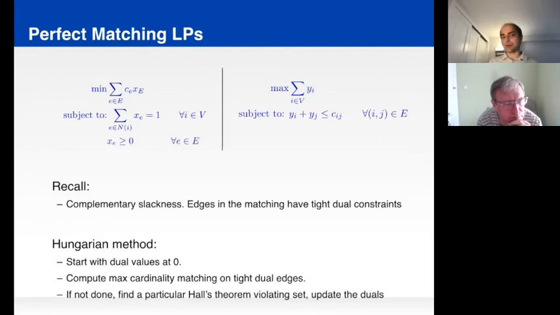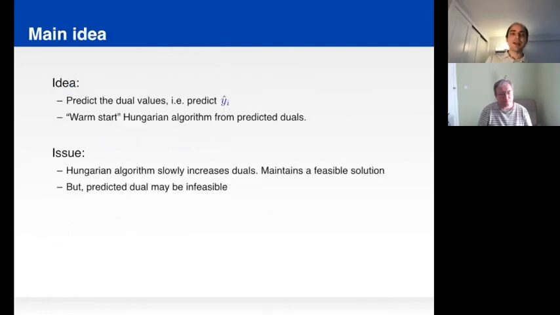It starts with these duals at 0, essentially. You compute a max cardinality matching on the tight edges. If it's the perfect matching, you're done. If not, you find a violator of Hall's theorem, which tells you where a perfect matching should be. You update the duals and you go. So what we're going to do here is predict a good set of dual values to start with. We're going to say you shouldn't start at 0. That's throwing away everything you know about the instance. You know kind of what the shape looks like, which vertices are going to be more congested, which ones are going to be less congested. So you're going to predict these values, which I'm going to call y hats, and you're going to start there. And you can just run the Hungarian algorithm starting there.